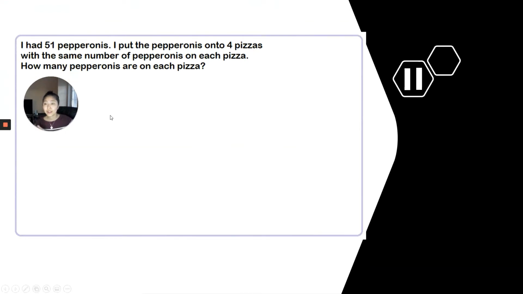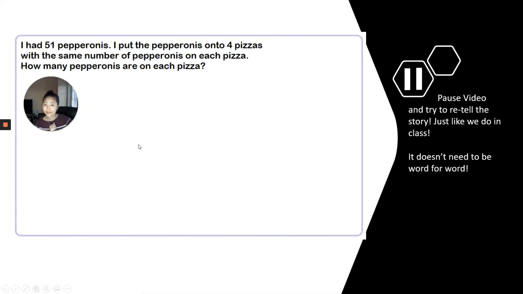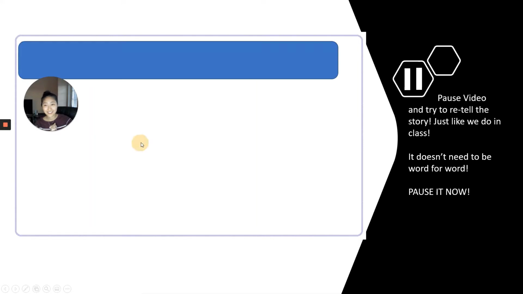And the problem is I have 51 pepperonis. I put the pepperonis onto 4 pizzas with the same number of pepperonis on each pizza. How many pepperonis are on each pizza? So we're going to go right into our retelling right now. I'm going to be covering that question and you're going to be telling it. Ready? Here we go. All right, I'm back from my pause and we're going to keep going.